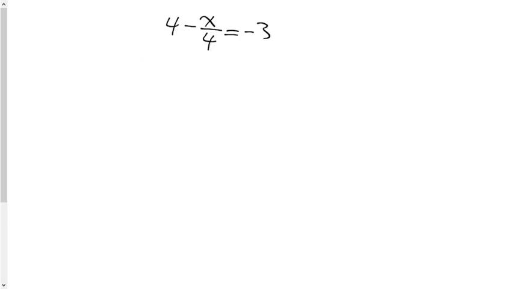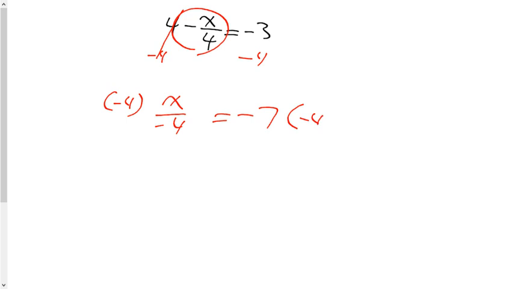Your next algebra question says 4 take away a quarter of x is equal to -3. So the first thing we're going to do is subtract 4 to get rid of the constant. Over here you're going to have -7. Now over here, remember, there are 3 ways to write it. You can write it as a -quarter of x. You can write it as -x over 4. Or more appropriately, you can write it as a -quarter of x like that. Multiply both sides by -4 and x will equal a positive 28. 3 points for that question.